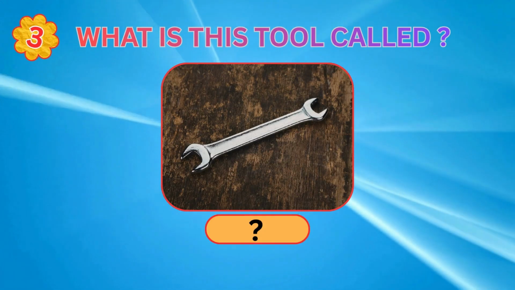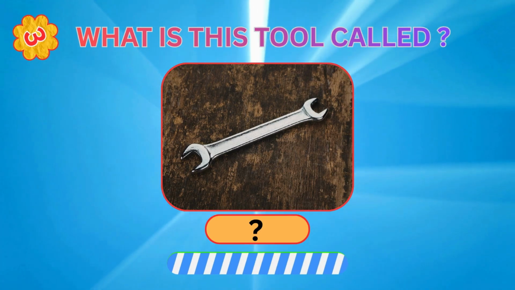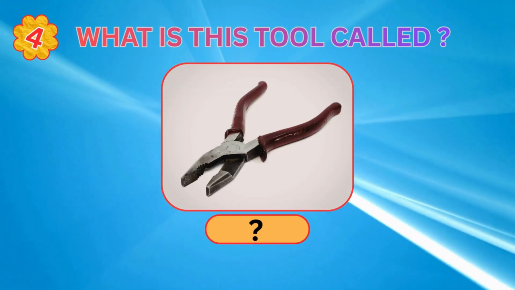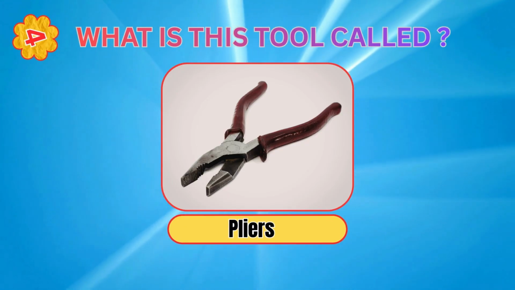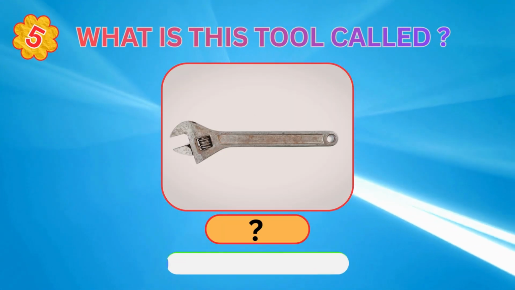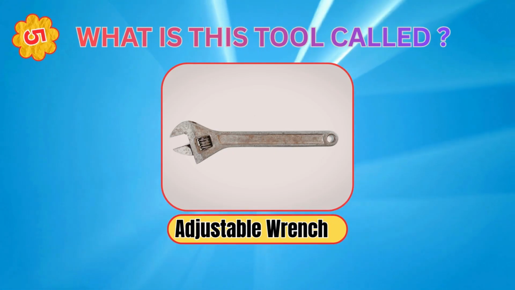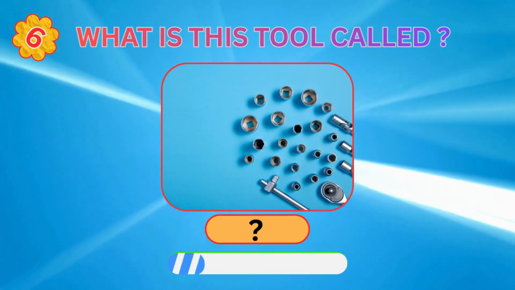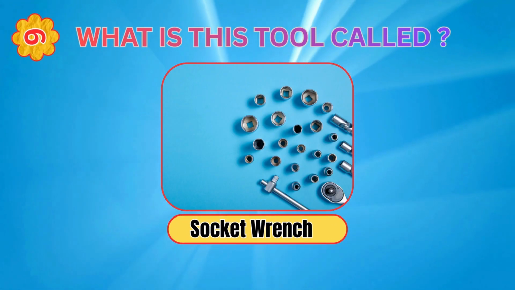What is this called in English? The correct answer, wrench. What is this called in English? That tool is pliers. What is this called in English? It's an adjustable wrench. What is this called in English? The answer is socket wrench.